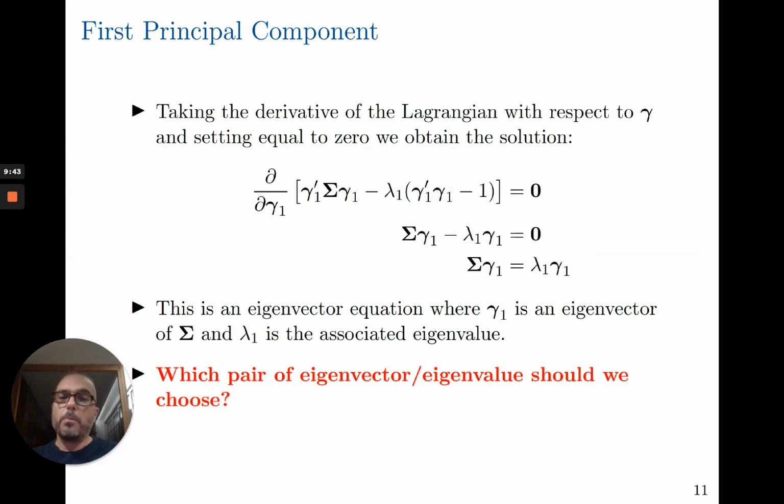So which pair of eigenvector and eigenvalue should we choose? Let's see how we are going to pick this pair. The first thing to notice is that the first order condition of the optimization problem tells us that the solution is a pair eigenvector, eigenvalue, and that the vector we are looking for is one of the eigenvectors of the matrix sigma. So we want to find which one of them.